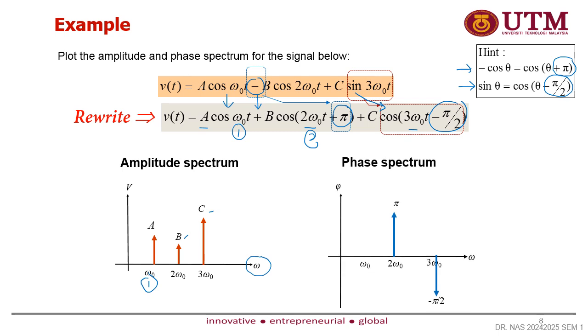Next, you need to plot the phase spectrum. For the first one, at omega naught there's no phase shift, so it is 0. At 2 omega naught, you have positive pi, and at 3 omega naught, you have negative pi over 2. So remember, if you need to plot a spectrum, make sure you plot both the amplitude and the phase spectrum.